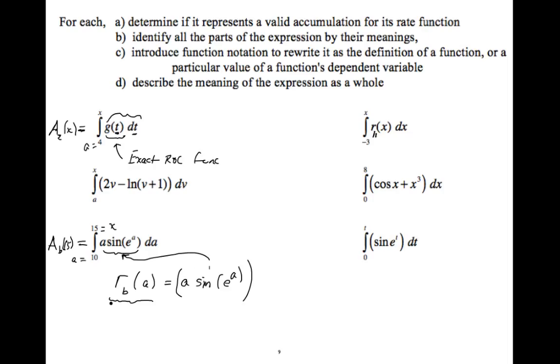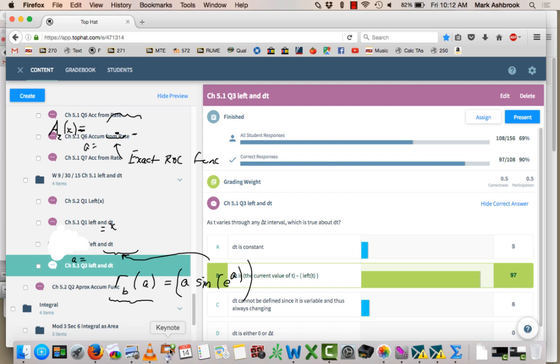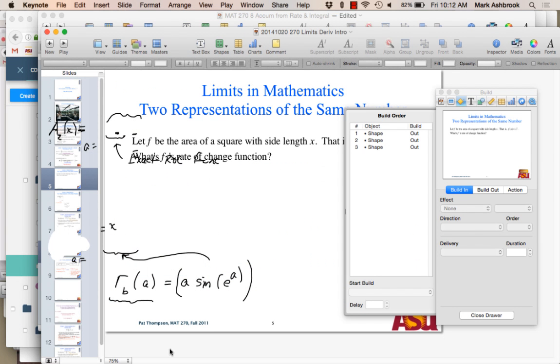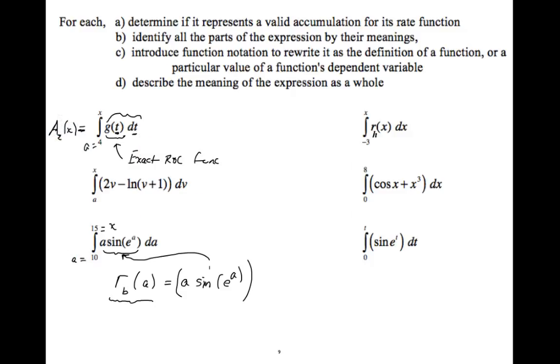So let's try again. I hit a button I didn't want to hit. I think we are back.